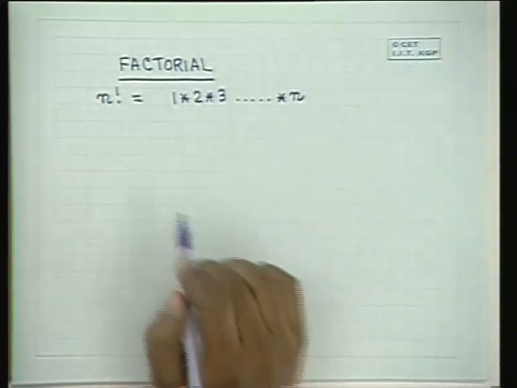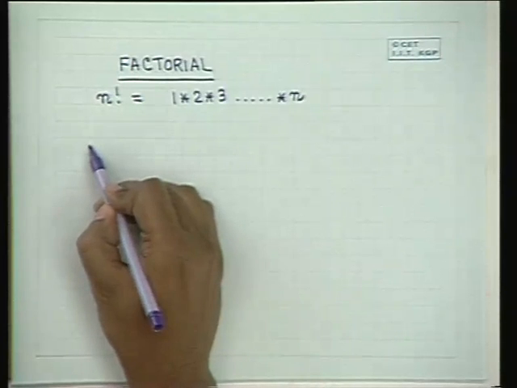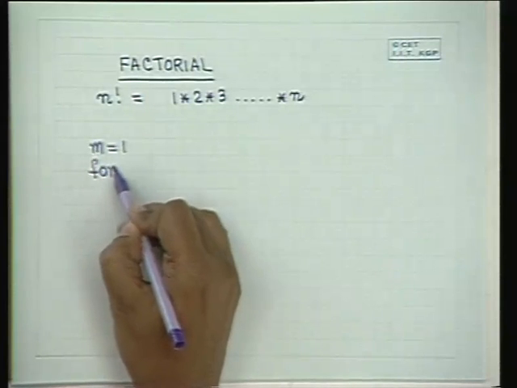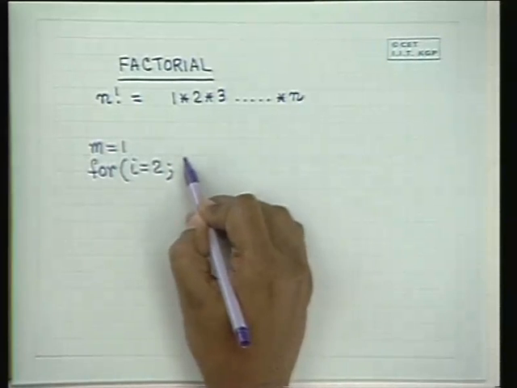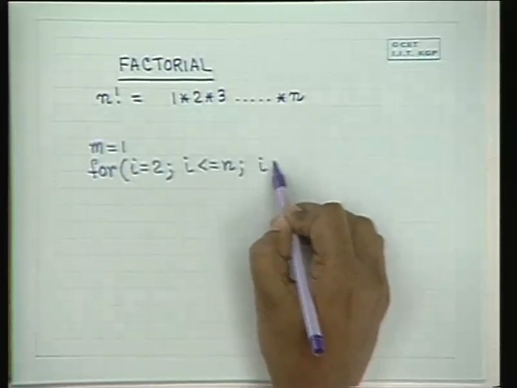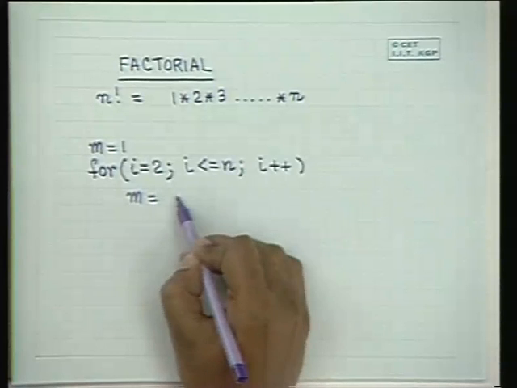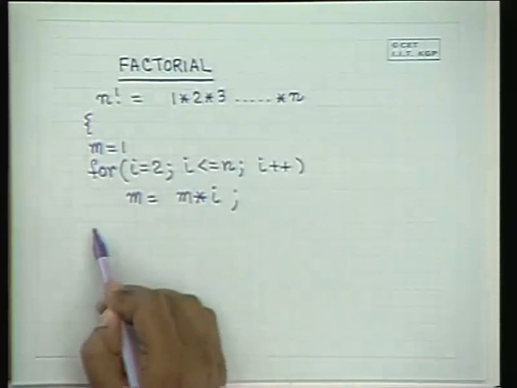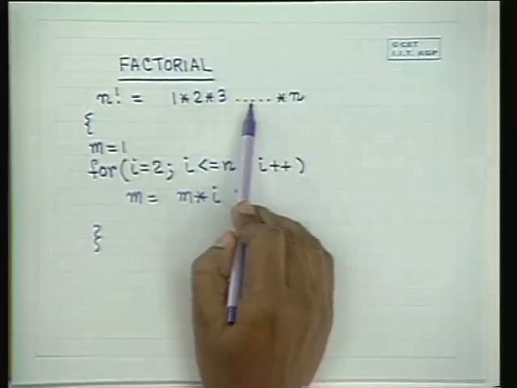And an easy way in which we can write out the factorial program, a program which those who have written in Fortran would have always written, was something like this: m is equal to 1, and its C equivalent would look like this. This would be the C equivalent for the program. Just in a loop you multiply 1 into 2, then into 3, then into 4, then into 5.